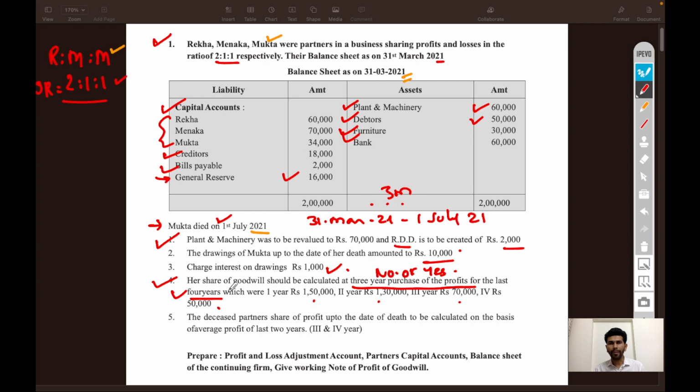We will sum up the profits and divide by the number of years, so we will get the average profit. Then we will multiply with the number of years' purchase, that is 3 years, to get the amount of goodwill of the firm. Then we will multiply with the share of Mukta to get Mukta's share in goodwill.